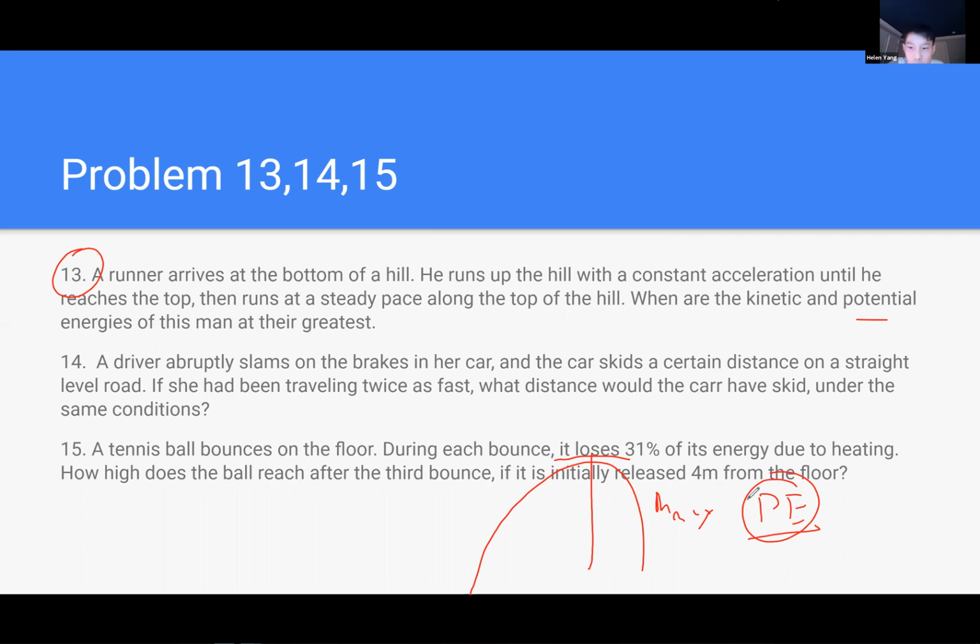And then for the kinetic energy, velocity is the main factor in finding the greatest amount of kinetic energy. Since he runs up at a constant acceleration, he gains speed as he's running up the hill. So he also has the max kinetic energy when he's at the top of the hill, since at the top of the hill, he has his max velocity.